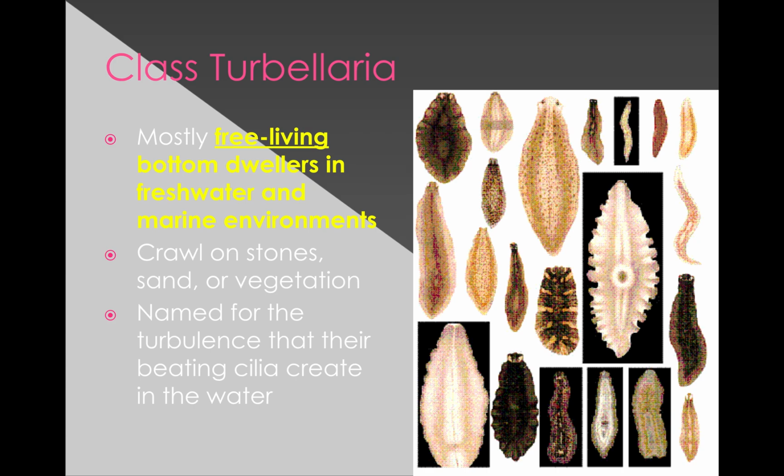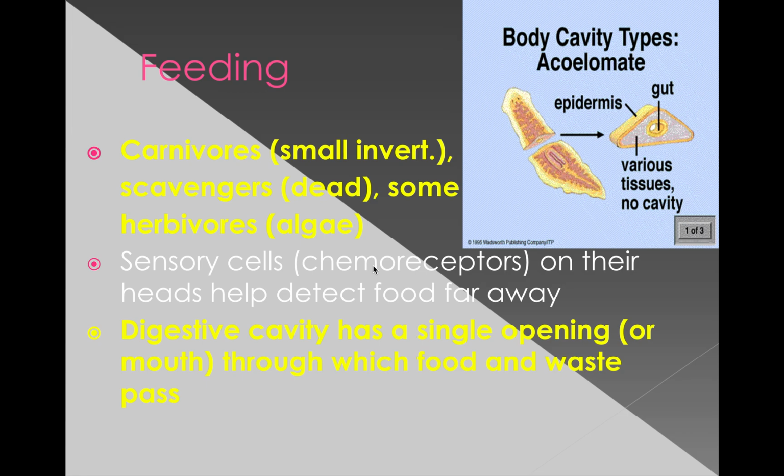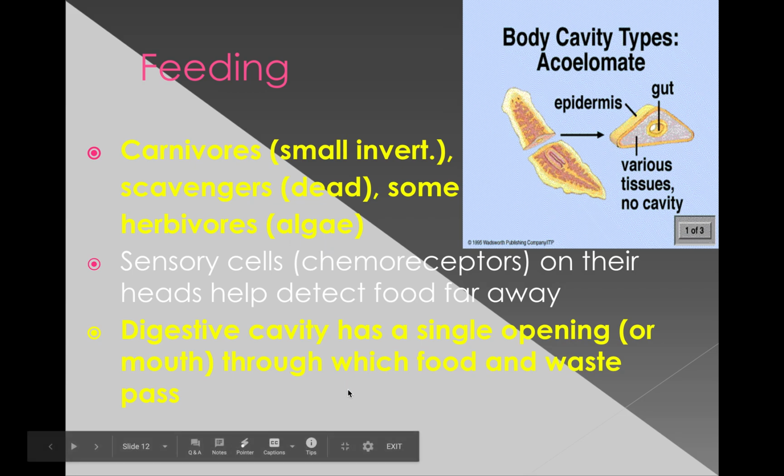And a lot of free living flatworms in the ocean are really pretty. And I will show you some examples of those later on. Here are some examples right there of some free living flatworms. The way they go about feeding is usually, if you're a free living flatworm, you can do a variety of feeding techniques depending on your species. So some are carnivores, some are scavengers, and some are herbivores.